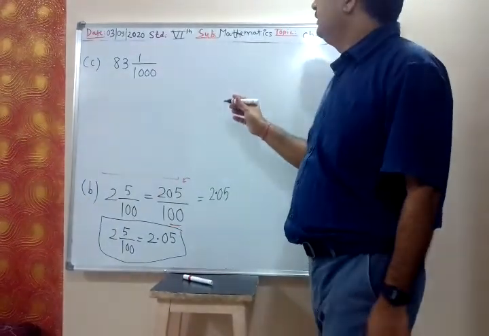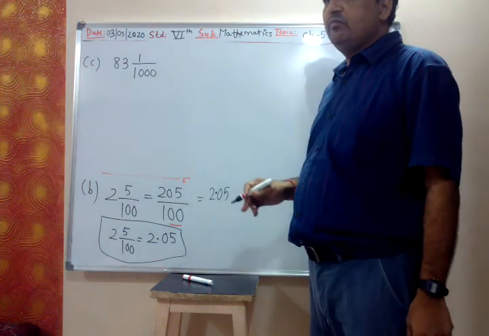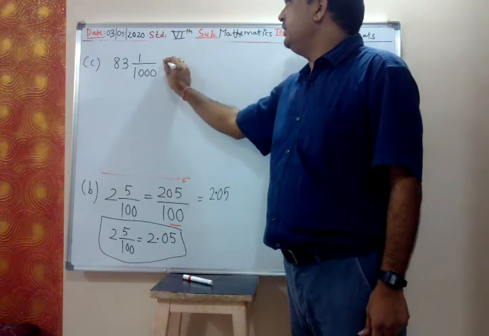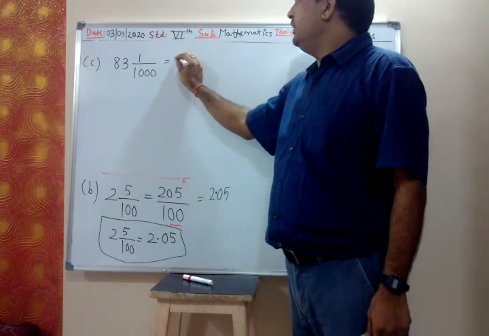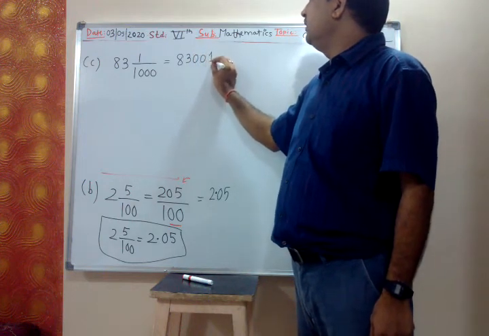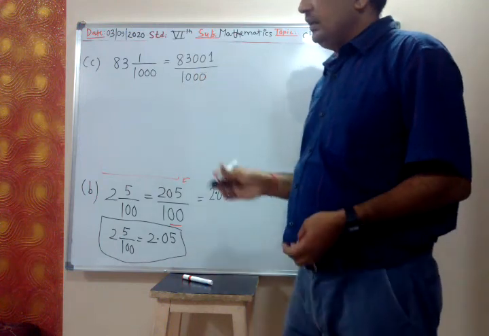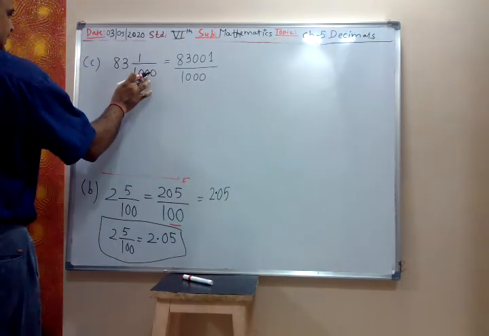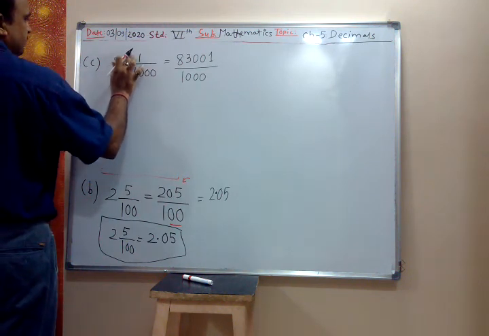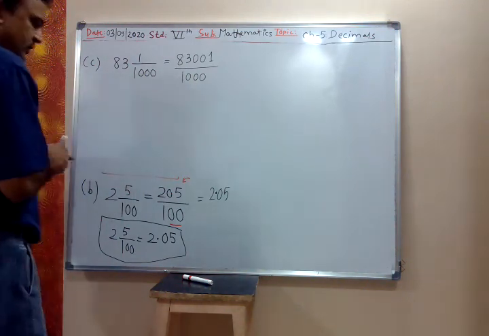There are various ways. So this will be 1000 into 83. 1000 into 83 will be 83,000 plus 1 will be 83,001 upon 1000. Yes, how do you convert? 1000 into 83 will be 83,000 plus 1, 83,001 upon 1000.